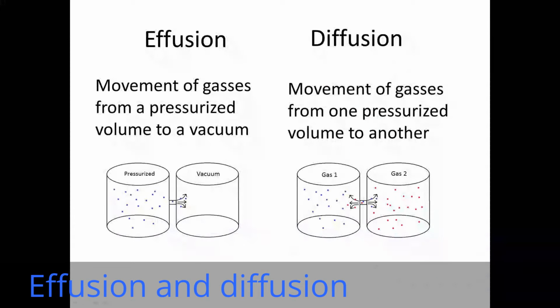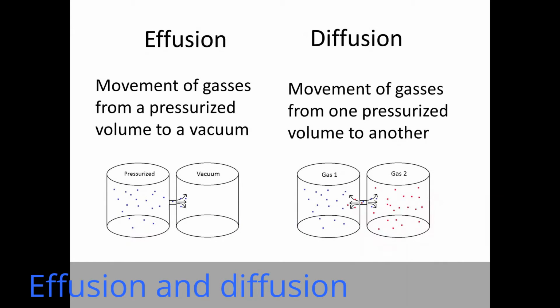Effusion and diffusion are two behaviors that gases have when transferring from one medium to another. The main difference is that effusion is the movement of gas from a pressurized volume into a vacuum, while diffusion is the transfer and mixture of gas molecules from one pressurized volume into another, usually with a different gas mixture.